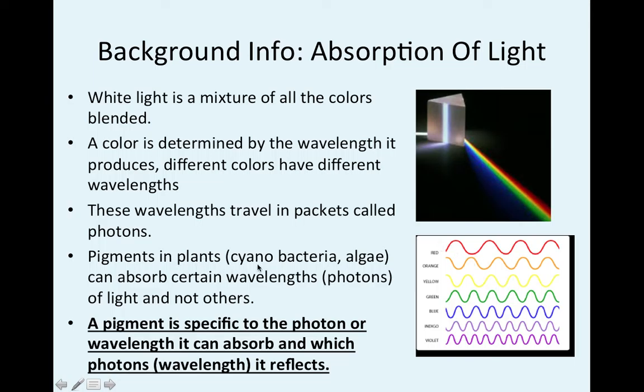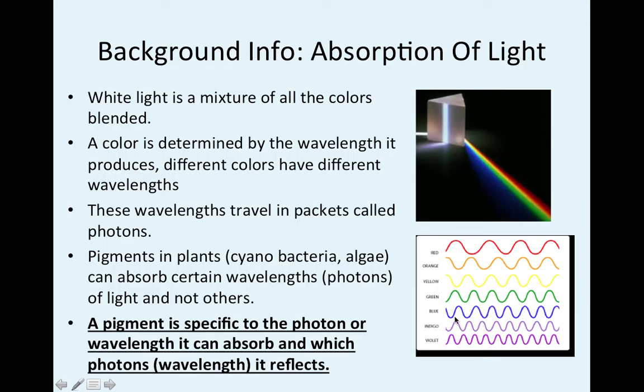Pigments in plants and cyanobacteria and algae can absorb certain wavelengths or photons of light and not others. For instance, plants have a hard time absorbing green photons, so they can't absorb this wavelength. When it hits, they just reflect it back, and that's why we see plants as green. But other photons, say the blues and the purples, they can actually absorb and use that energy.